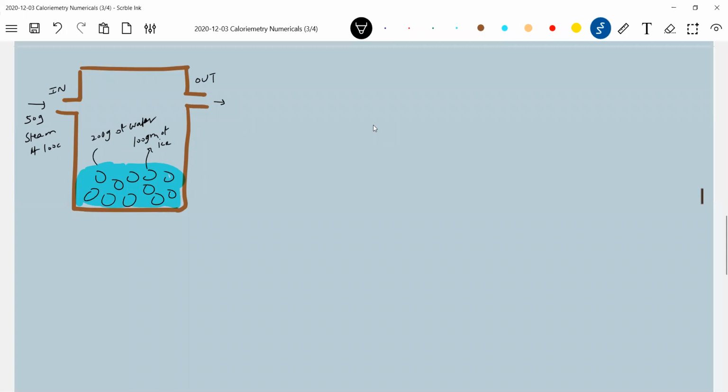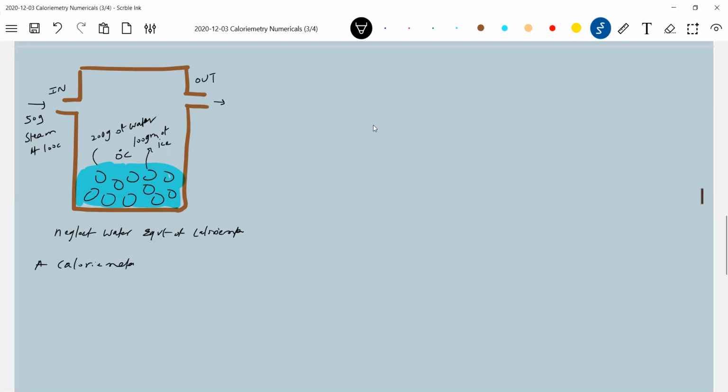Temperature 0 degrees Celsius. Okay, now the water equivalent of the calorimeter is negligible. Neglect the water equivalent of the calorimeter. So 50 gram of steam at 100 degrees Celsius, I will make it enter into the calorimeter, where the calorimeter contains 200 gram of water at 0 degrees and 100 gram of ice at 0 degrees Celsius. Find the final temperature and content of the calorimeter.